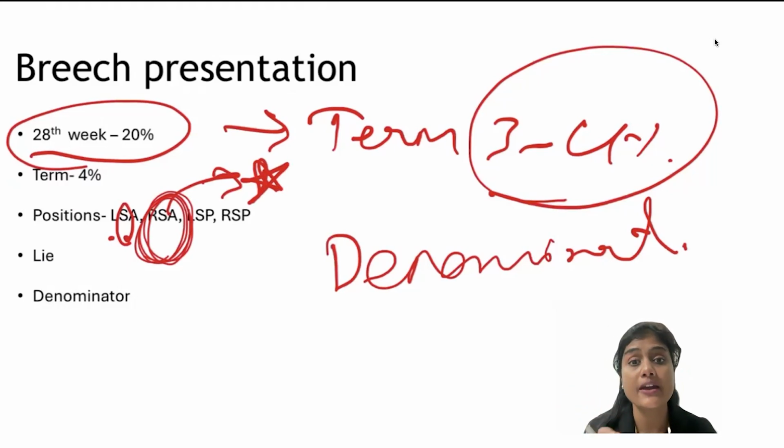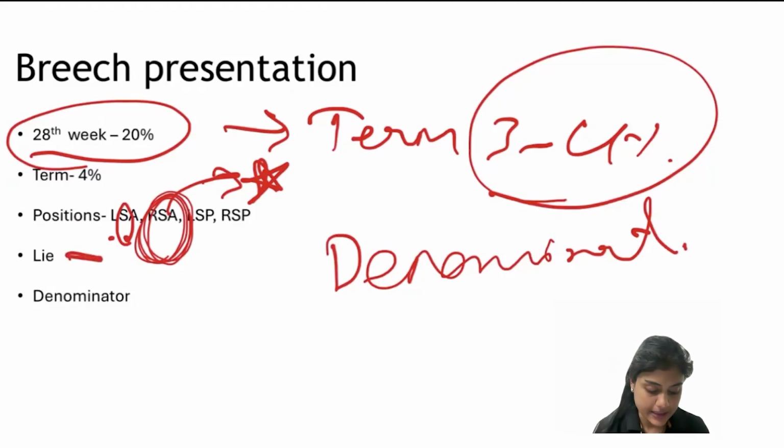It is your left occipito-anterior. In head, it is left occipito-anterior, whereas in buttocks, it is right sacro-anterior that is the commonest presentation.